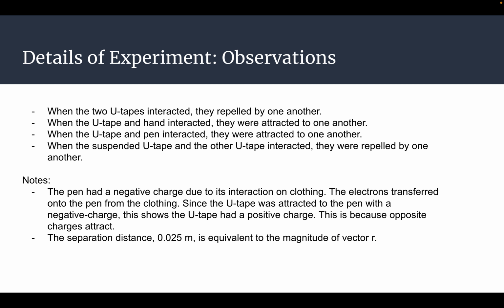Here are the main observations from the lab. What is important to remember is the U-tape had a positive charge, and this was determined because it was attracted to the pen with a negative charge, and opposite charges attract.